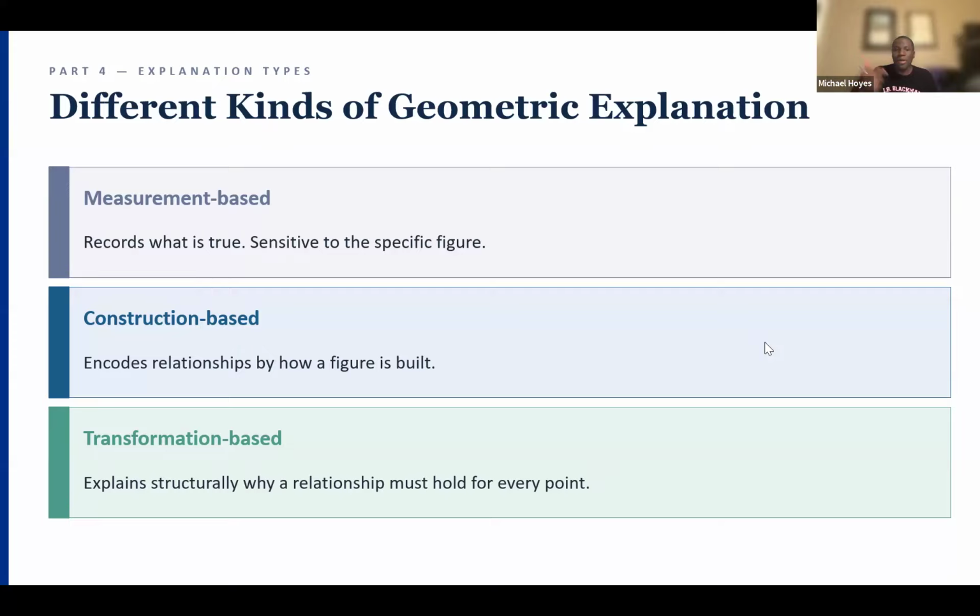I built this to be an angle bisector. I built this to be a square. I know it's that because of the way it's constructed. And that's a really powerful way of talking about structure and explaining things.